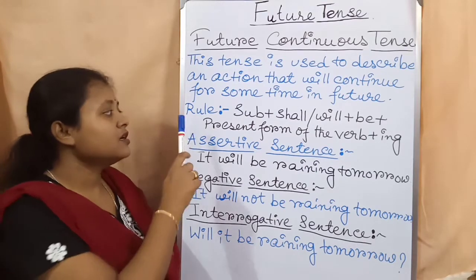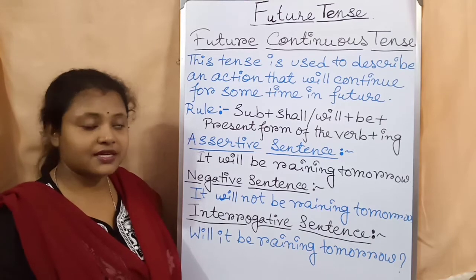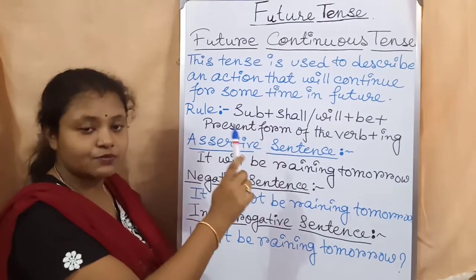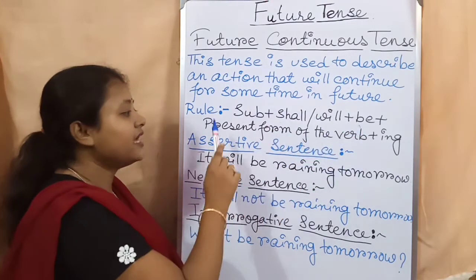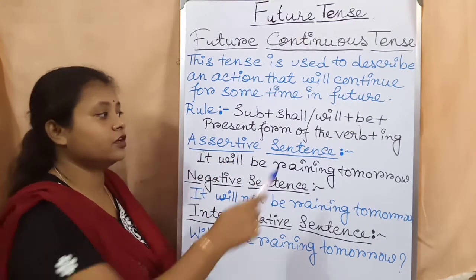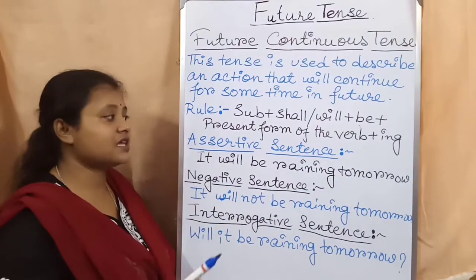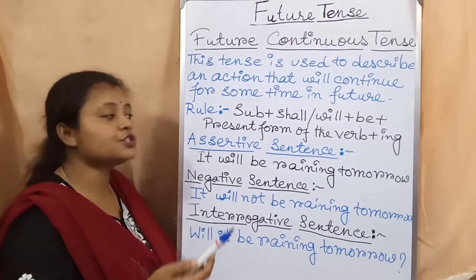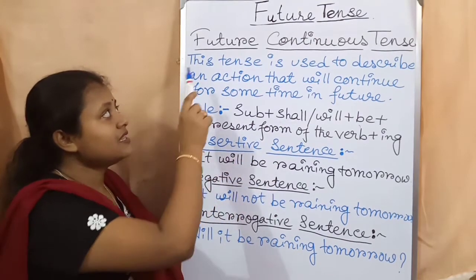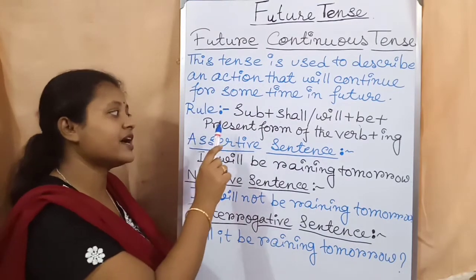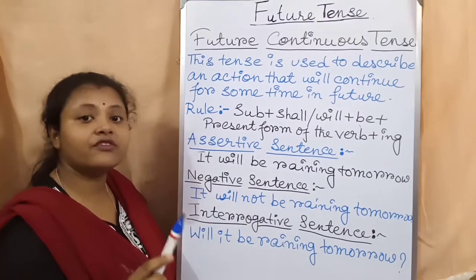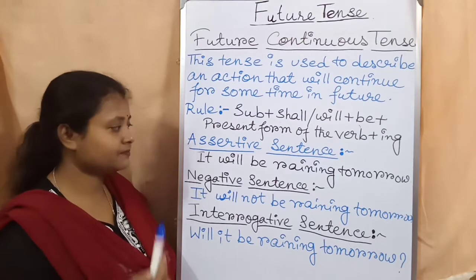Okay. Now, let's look at the rule of this sentence. First, you have to write the subject, then shall or will according to the subject. After that, be, then the present form of the main verb plus ing. In simple future tense also, I told you that you have to write the present form of the main verb. Here, in future continuous tense also, we write the present form of the main verb, then ing, then the remaining part of the sentence or the object.